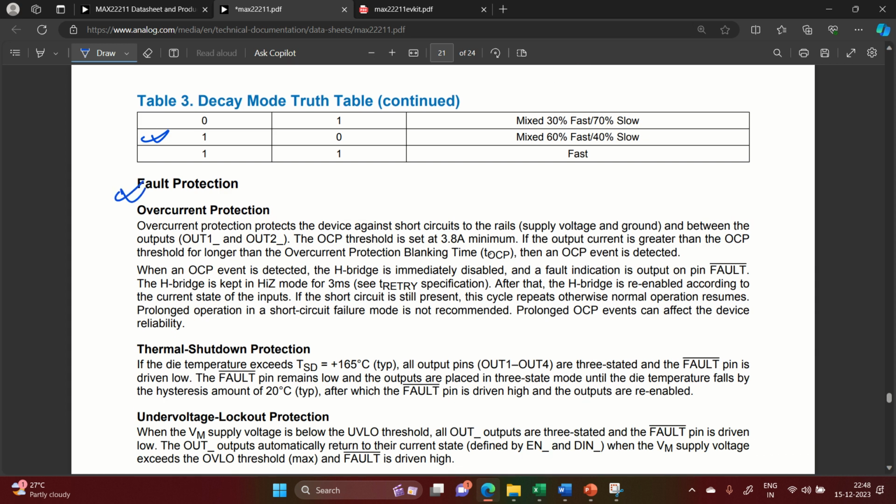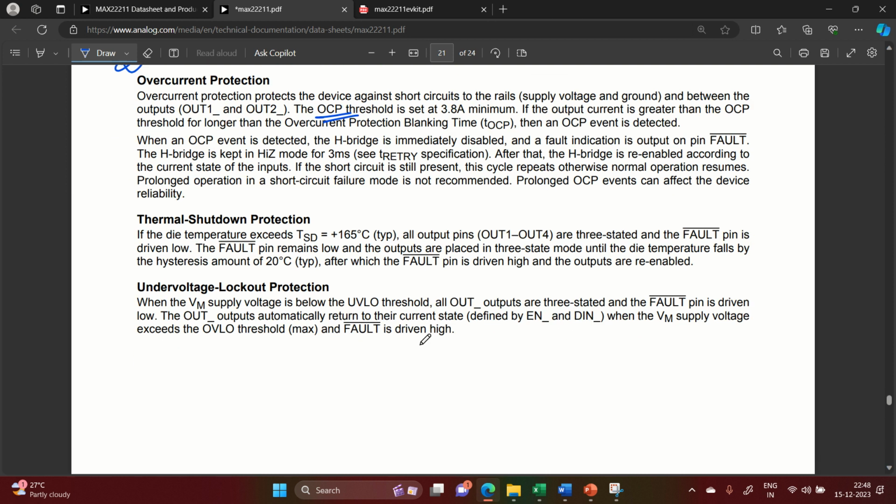Now come to the fault protection, how you can determine your fault, like whether it is OCP, overvoltage protection, or it has reached any of the issues that it can find out. Let's say thermal shutdown or undervoltage lockout. If anything goes wrong, what will happen? Under lockout voltage it will go low. So it will drive low. Till the time it is driving high it is fine.